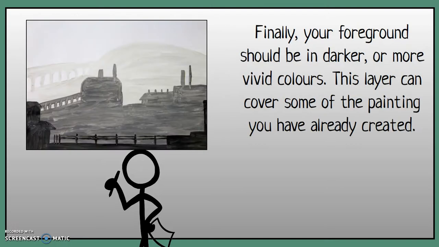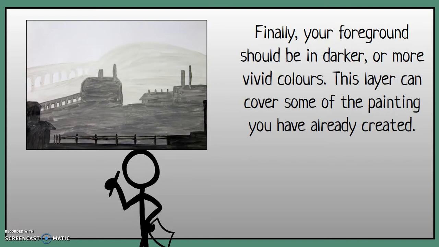And for our last bit, you're going to be looking at your foreground. Now think about that atmospheric perspective. We've got darker as we've come closer. So now this is the darker, more vivid colours. And this layer, again, is going to cover the paintings that you've already created. The foreground objects can be painted as if they're coming off the page to make it look like they're really close. So this is the one where you might have slightly more detail.